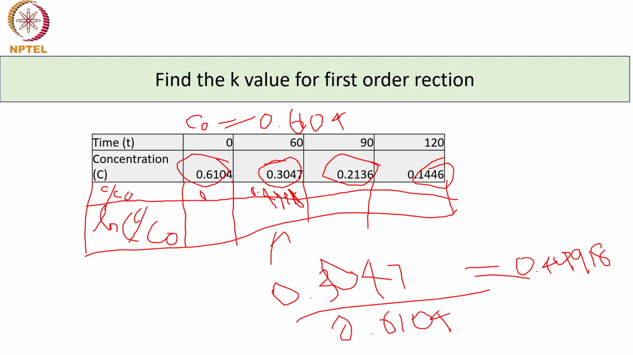Ma'am, for the 90 minutes, it will be 0.7010. It will be 0.2136 divided by 0.3047, no? It will be 0.2136 divided by 0.6104. The C naught will be constant. That's why I wrote the C naught value as 0.6104 constant. Your C will be only varying.